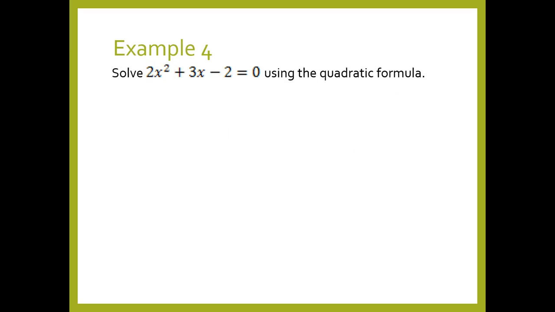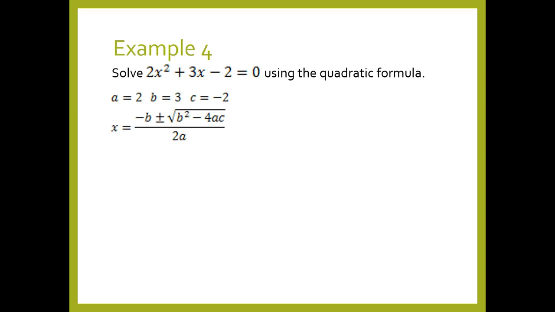Okay, example 4, they want us to solve 2x squared plus 3x minus 2 equals 0 using the quadratic formula. Okay, so once again, we're going to identify a, b, and c. A is the number in front of x squared, so that's 2. B is the number in front of x, so that's 3. And negative 2 is the c. Okay, so let's put our formula down.